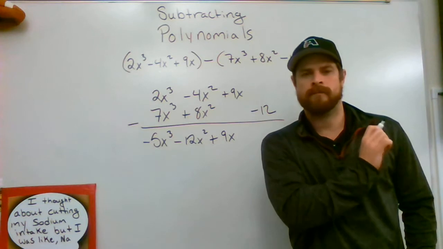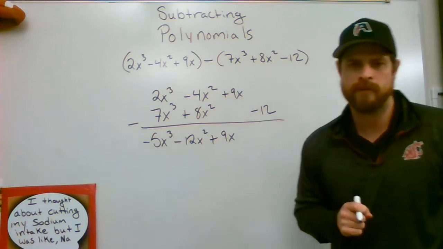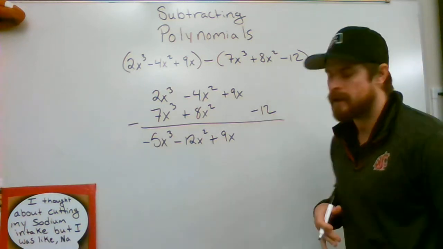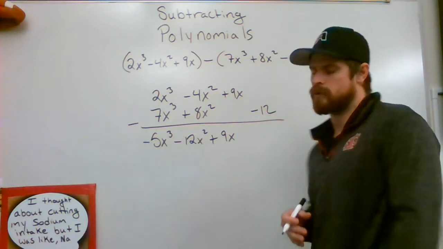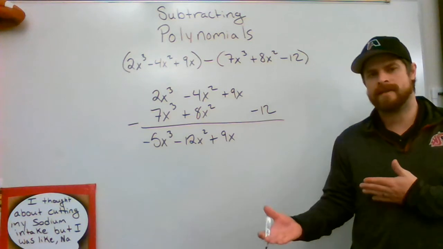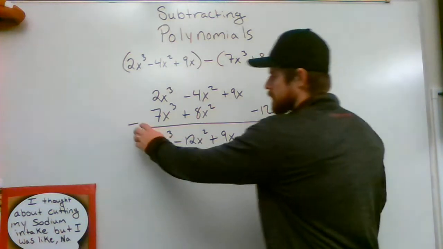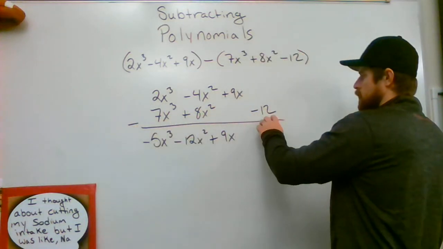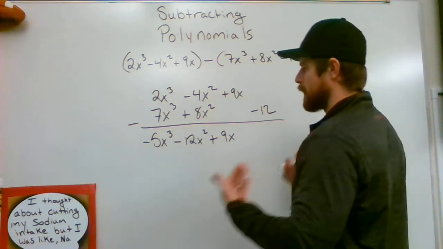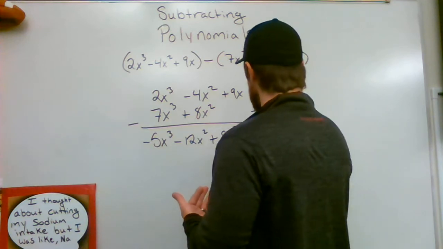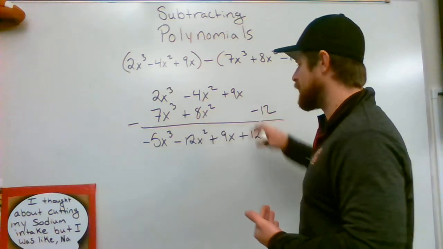Now, please pay attention to what I'm about to tell you, because I promise you some of you will do this if you do not see me show you. You see a negative 12, you want to write minus 12. No. Don't do that. We're subtracting. We are subtracting a negative 12. And if I subtract negative 12, I would end up with a positive 12. Because subtracting a negative is really adding.